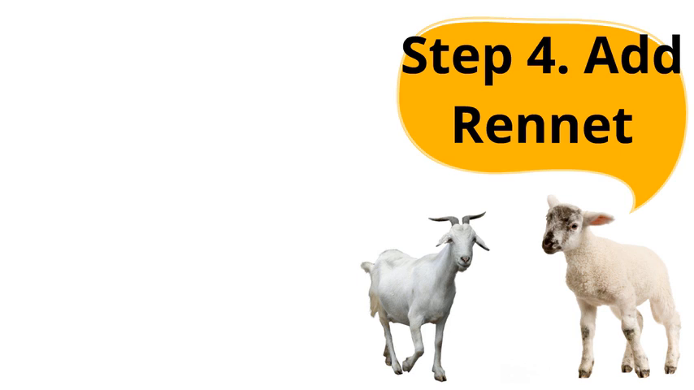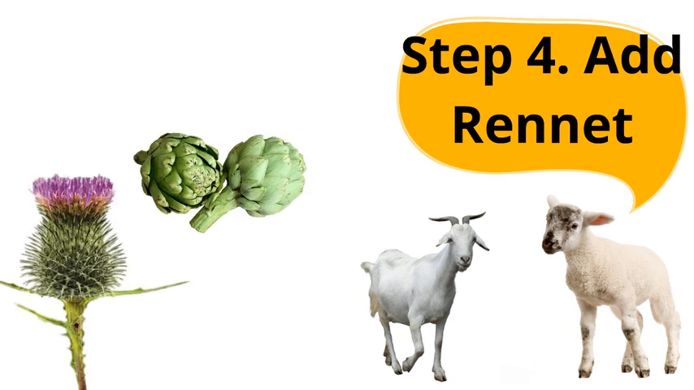Now we are at the most important step, adding rennet. Rennet comes from the lining of the fourth stomach of calves, goats, or lambs. Recently, vegetarian rennet options have been produced, which can come from plants including artichokes, thistle, or nettle. There's also microbial rennet produced from fungi or yeast.